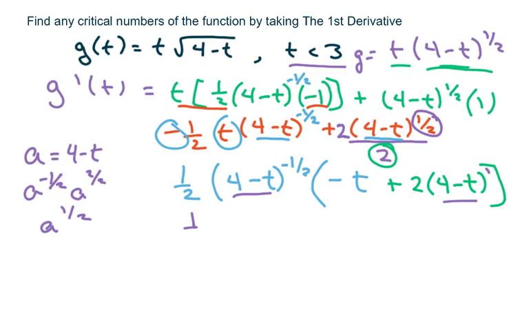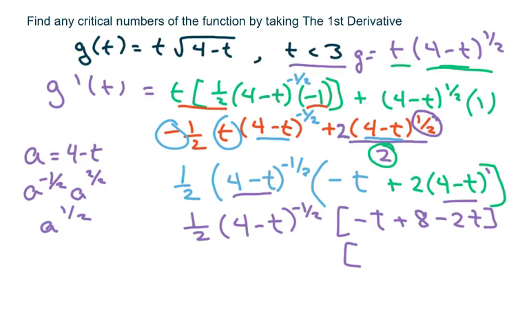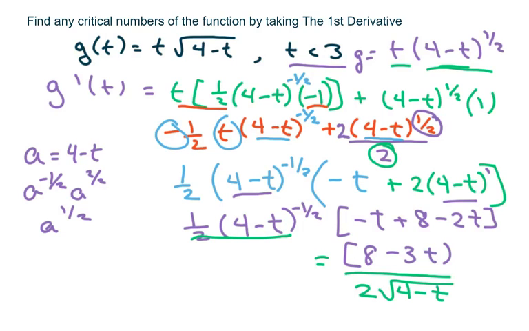Now let's clean up this second part. That's going to be -t plus 8 minus 2t. So this part here is going to be 8 minus 3t. And this part is going to go underneath, so I'm going to save room here. So this would be 2 times the square root of 4 minus t.